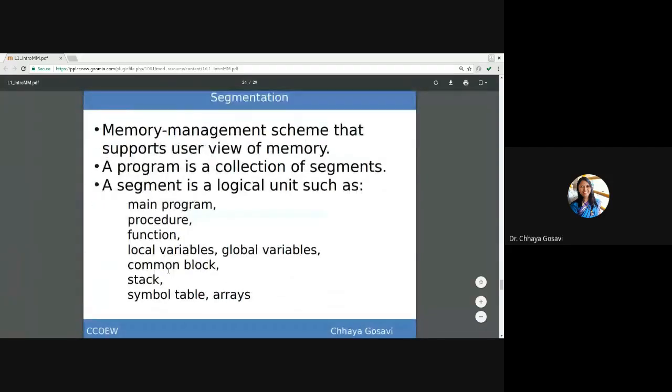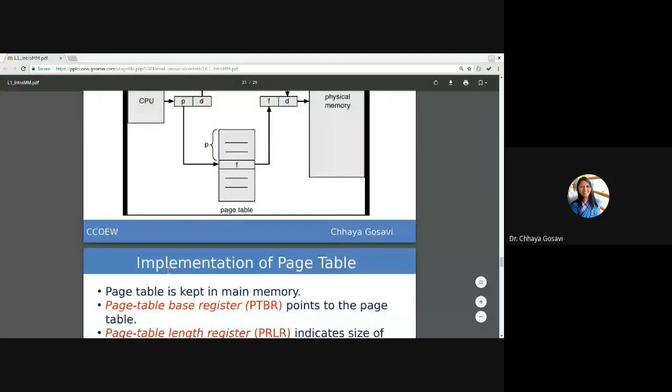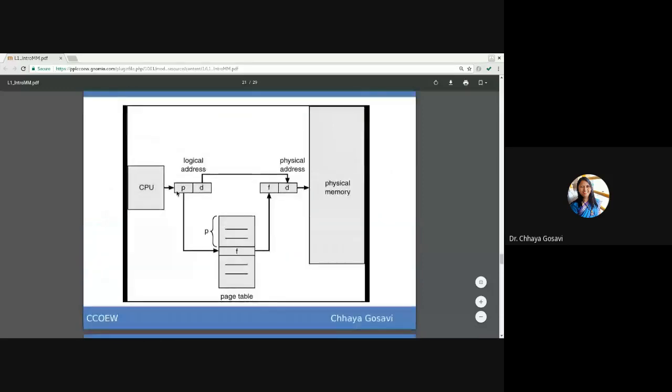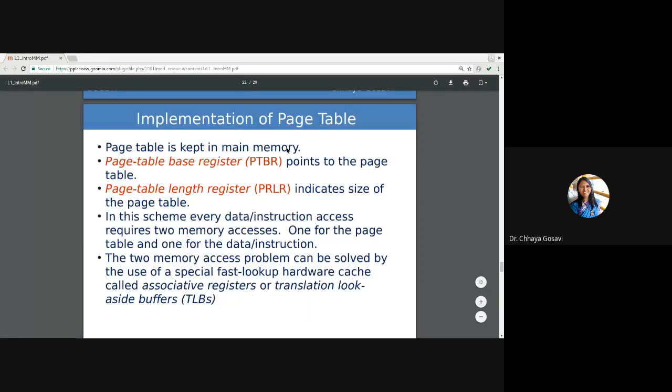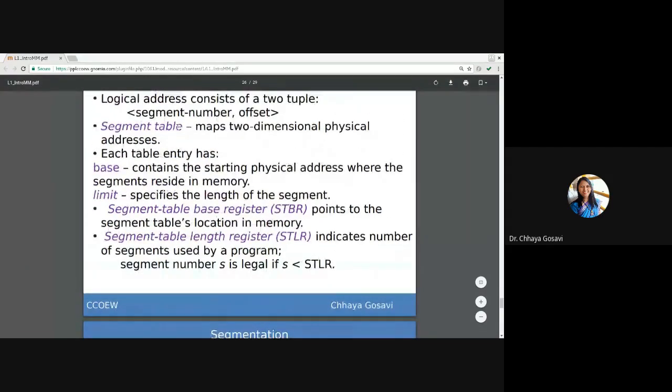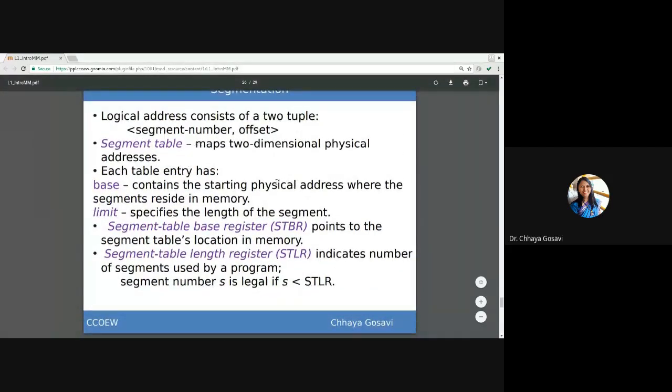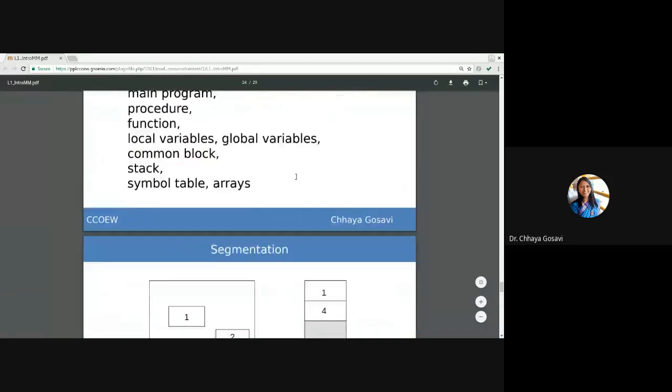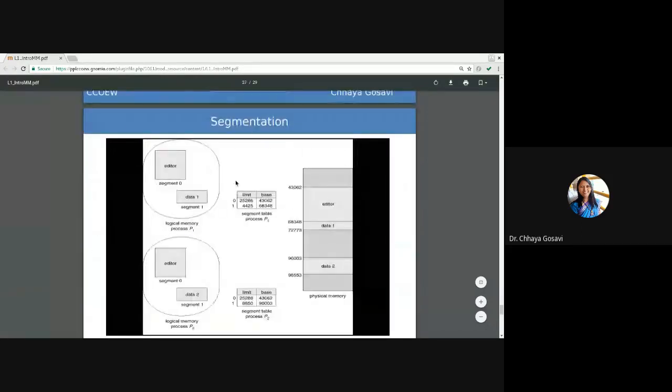When we want to translate a logical address to a physical address, here it is P D, where P is page number and D is offset. In case of segmentation it is S D, where S is segment number and D is offset. And that segment number will lead to this. This is the segment number.